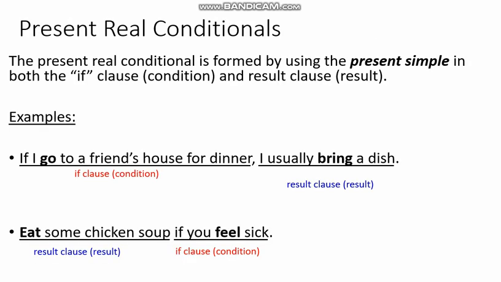The present real conditional is formed by using the present simple in both the if clause, which is also known as the condition, and the result clause, simply known as the result. Let's look at the first example. If I go to a friend's house for dinner, I usually bring a dish. In the if clause, we have the present simple of the word go, and then in the result clause, we have the present simple for the word bring.